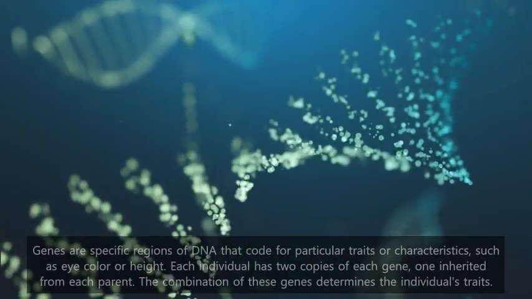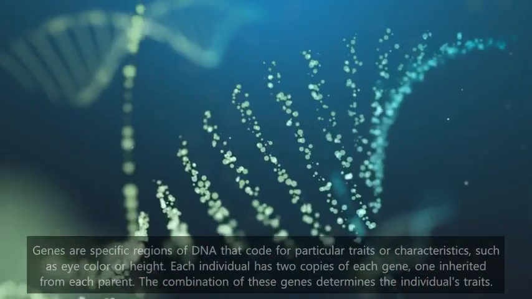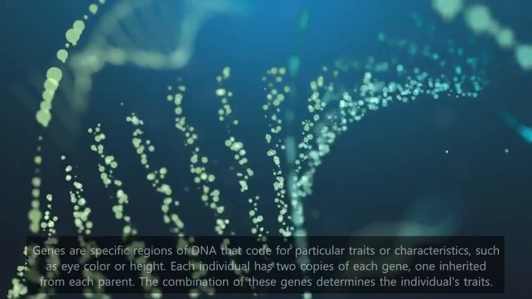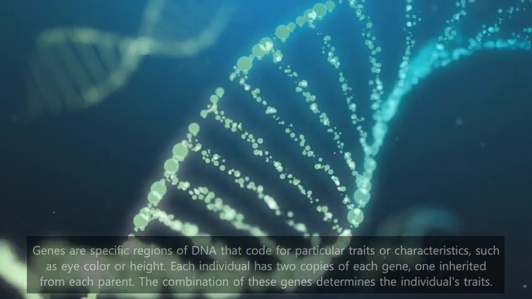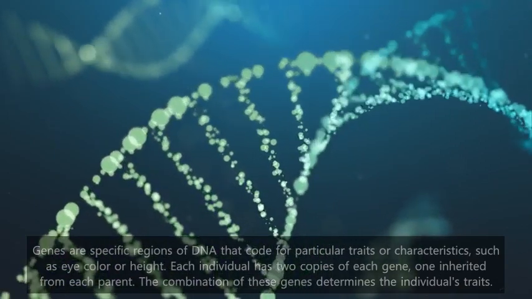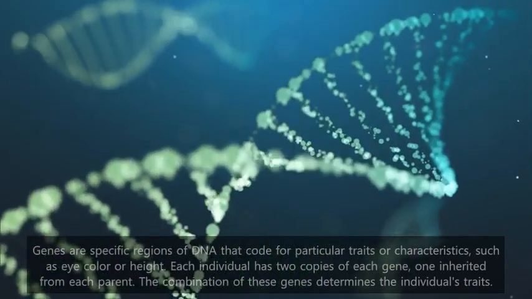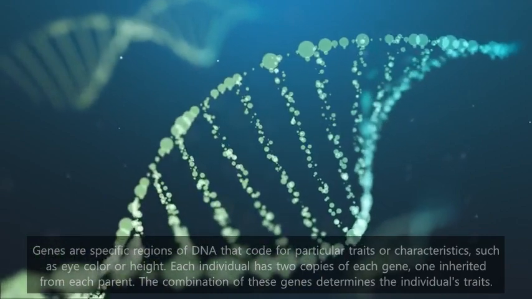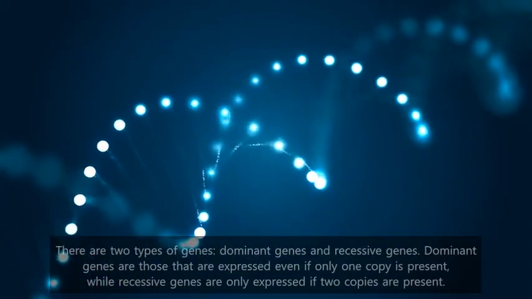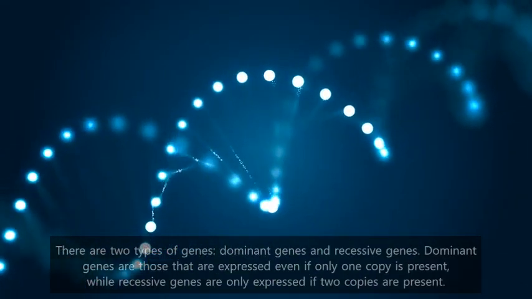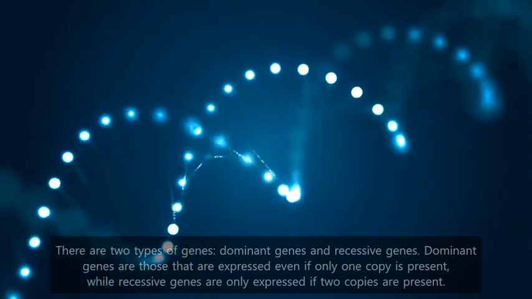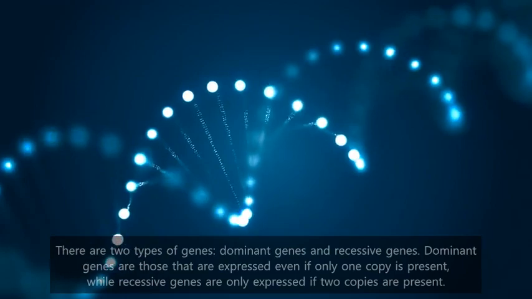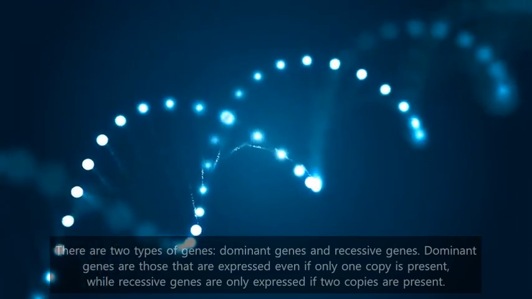Genes are specific regions of DNA that code for particular traits or characteristics, such as eye color or height. Each individual has 2 copies of each gene, one inherited from each parent. The combination of these genes determines the individual's traits. There are 2 types of genes: dominant genes and recessive genes. Dominant genes are those that are expressed even if only one copy is present, while recessive genes are only expressed if 2 copies are present.